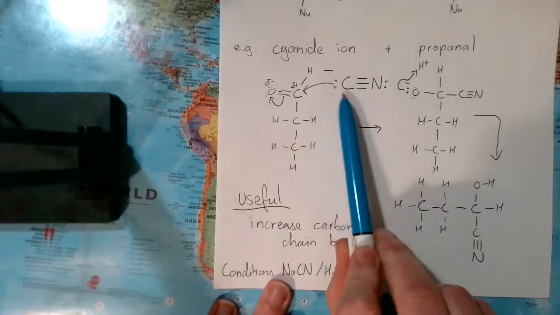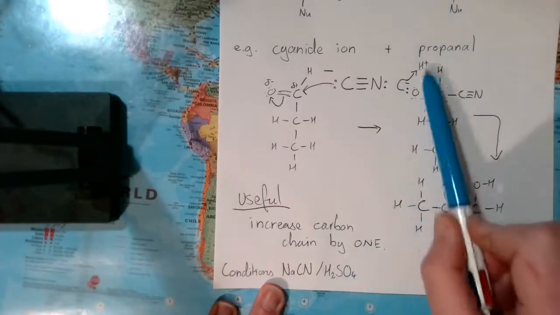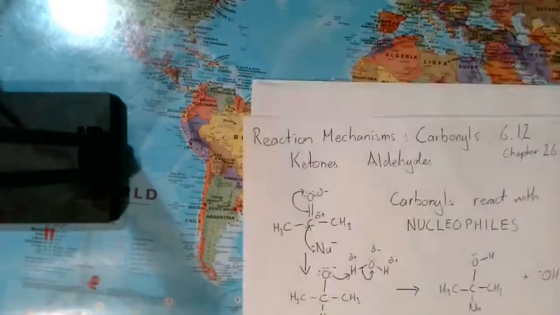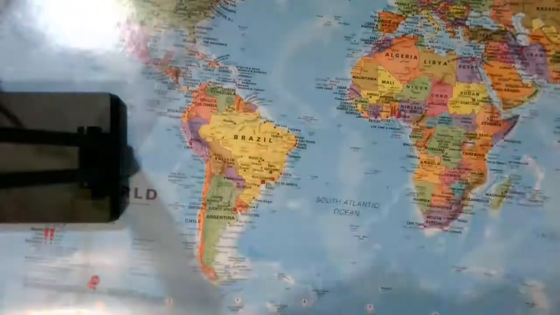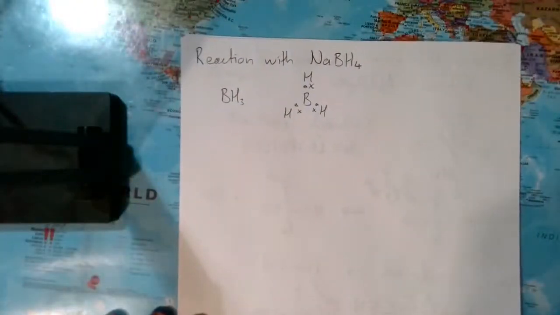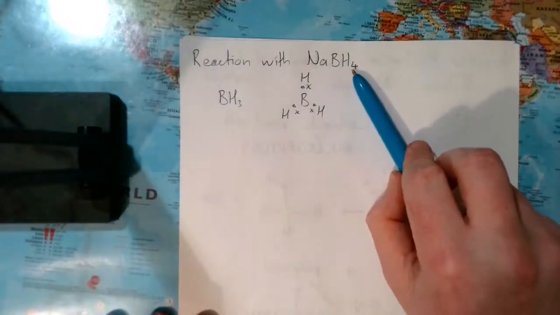The conditions for this, as I mentioned earlier, you can't just have the anion on its own. So you would have, say, sodium cyanide. You could get away with lithium cyanide. And I've used sulfuric acid as the source of the H+. Okay. The other typical reagent that you will get at this point is something called NaBH4.